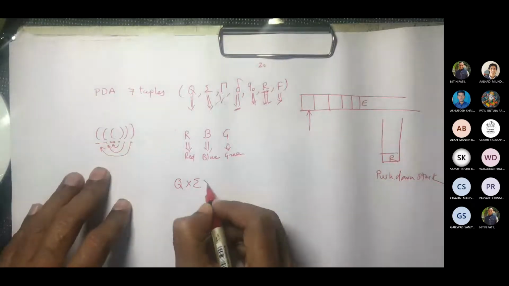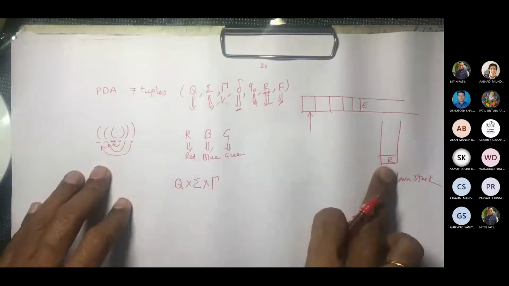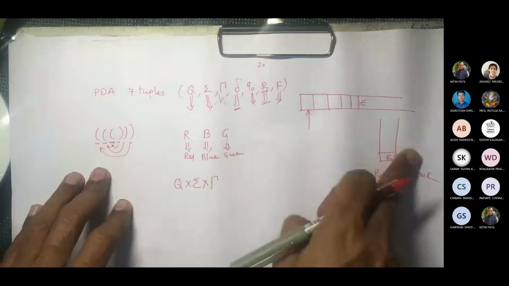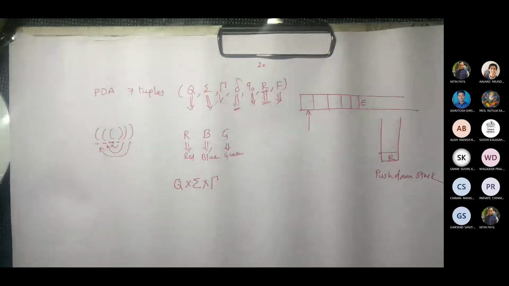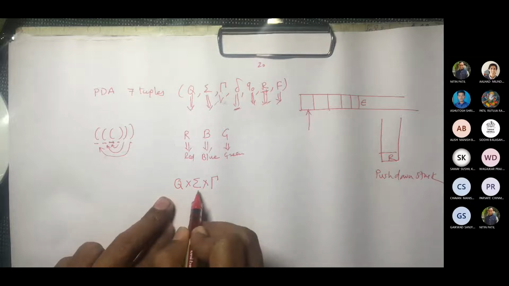Okay, and also it sees what is there on the stack. There could be anything, like a blue plate at the top, or a green plate at the top, depending upon the problem. So this is Q cross sigma cross tau.